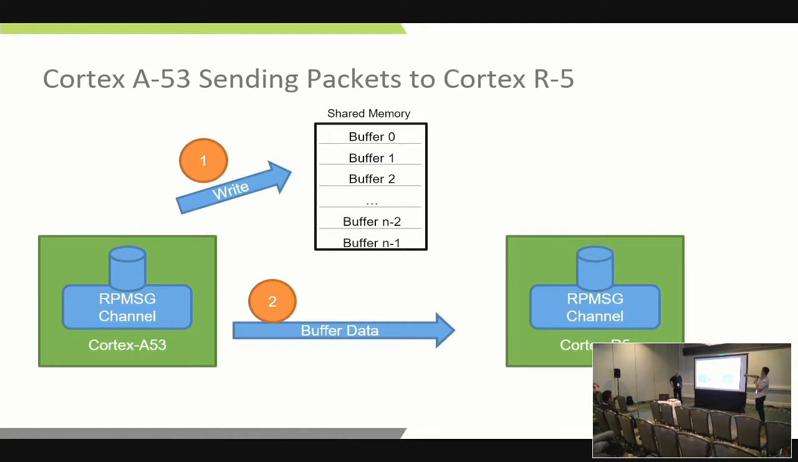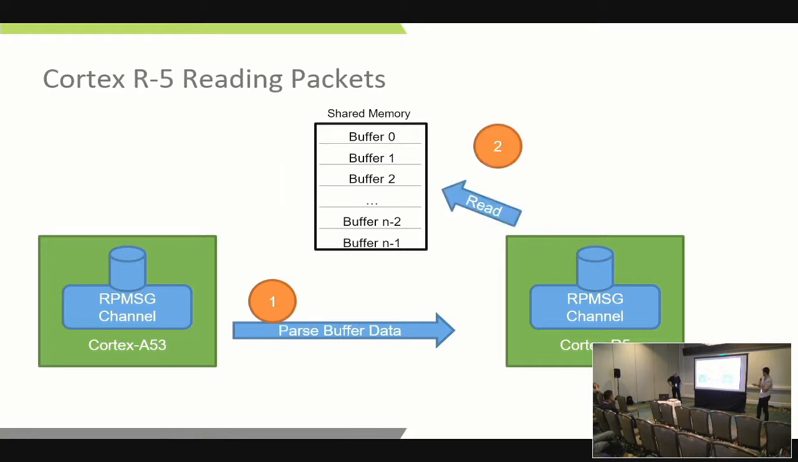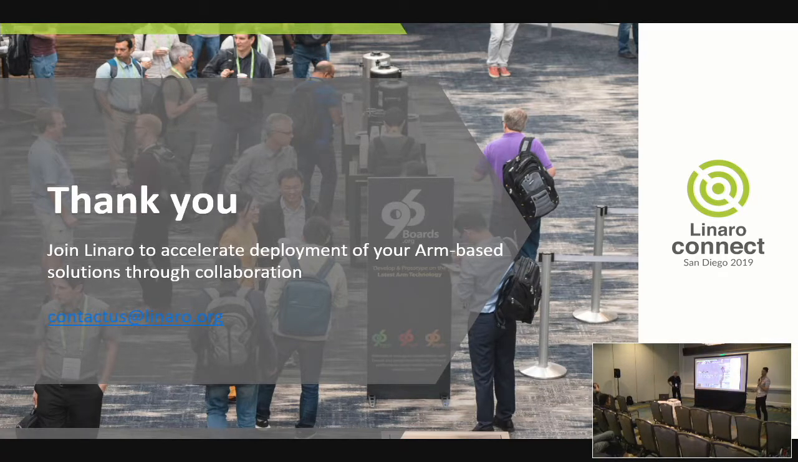So this is a diagram of the A53 side, what's going on. The step 1 write is optional. In this case, we implemented that because we're doing this all in software. And then once the data is written to the shared memory space, we then send the index over the RPMsg channel to the R5 and trigger the RPMsg callback. And then the R5 side parses it, sees that it's a data message, and then parses that into the shared memory space. Thanks.